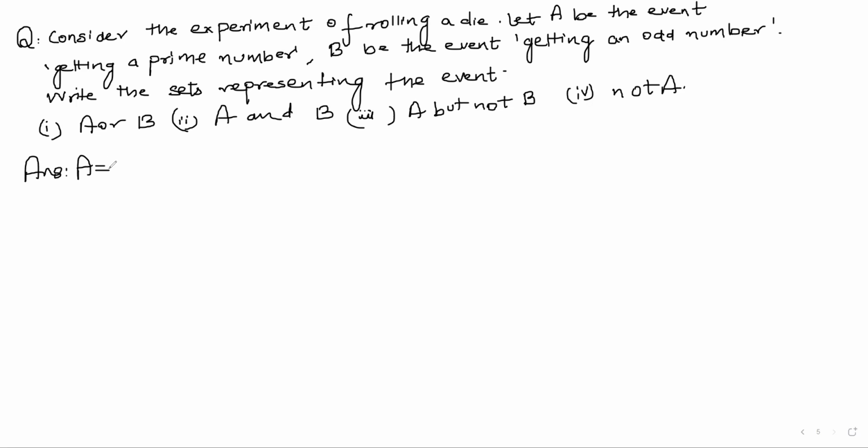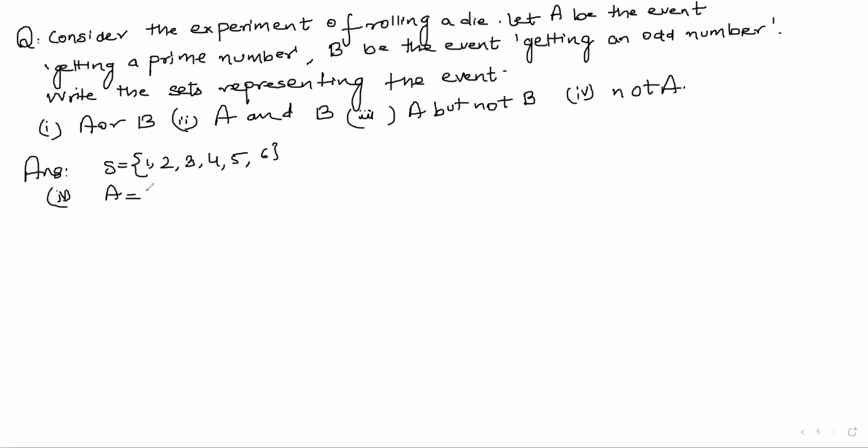So A is a set of prime numbers. But before that, tell me the complete sample space. You are rolling a die. So what is the complete sample space? It is 1, 2, 3, 4, 5, 6. Very good. Next, tell me what is A.